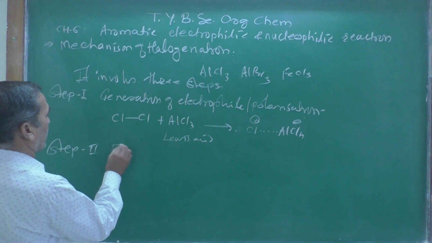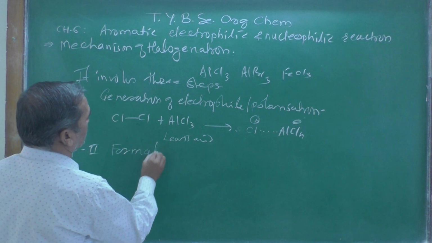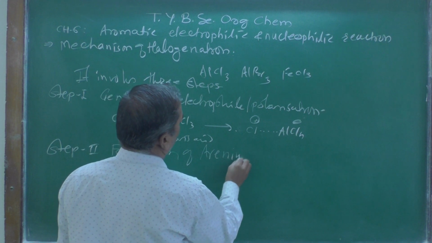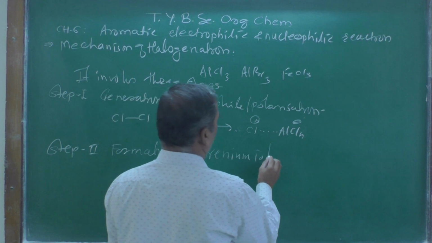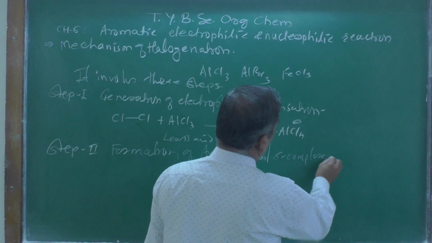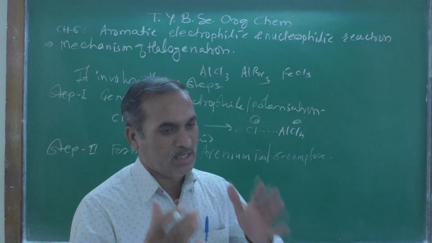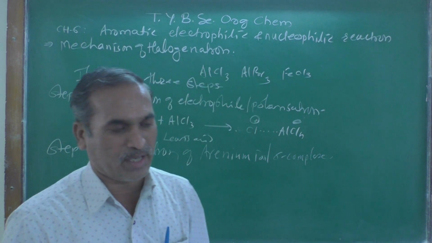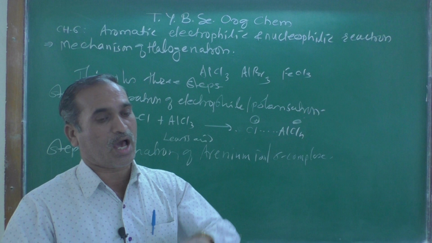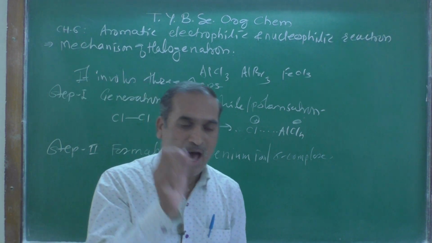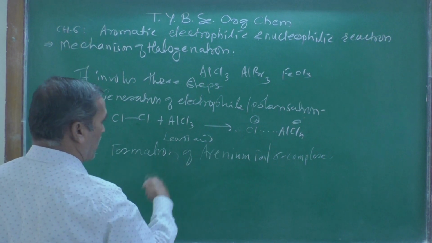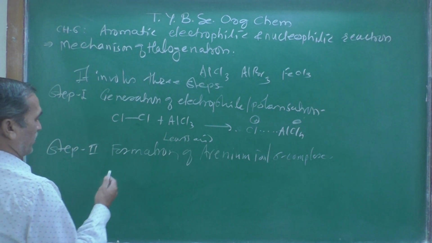Second step is the formation of the arenium ion, or you can call it the sigma complex. Formation of the sigma complex, or we can call it the formation of the arenium ion. What does arenium ion mean? As we know, an aromatic carbocation is known as an arenium ion. That is the arenium, or carbocation, of that aromatic compound.